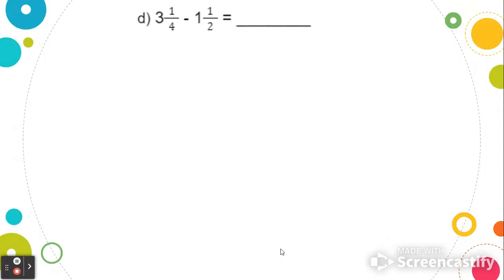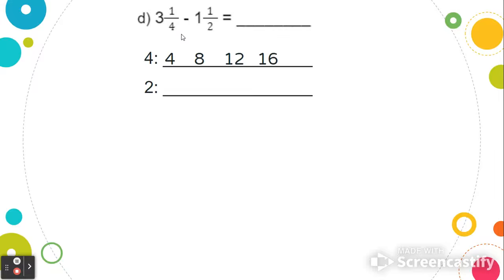Finally, let's try a subtraction problem with regrouping. We have 3 and 1/4 minus 1 and 1/2. We can see that the denominators are not the same, so we're going to list out our multiples. We have 4, 8, 12, 16, and 20. For the denominator 2, we have 2, 4, 6, 8, and 10.